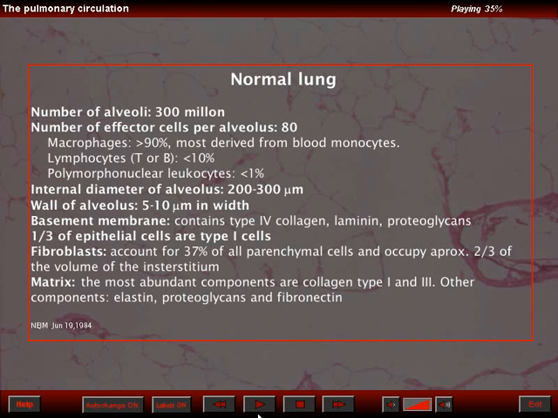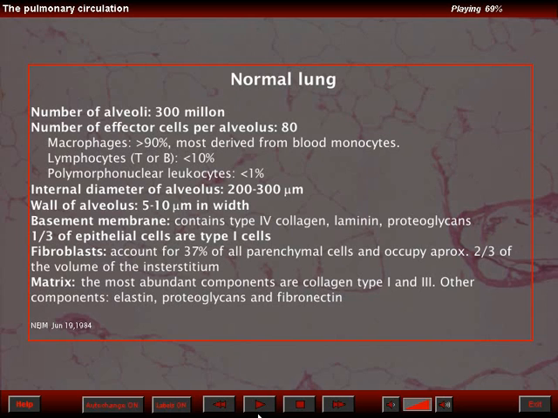The internal diameter of an alveolus is 200 to 300 micra. The walls of alveoli are between 5 and 10 micra in width. The basement membrane contains type 4 collagen. There are also glycoproteins that mediate the attachment of epithelial cells to type 4 collagen and other macromolecules, including proteoglycans.